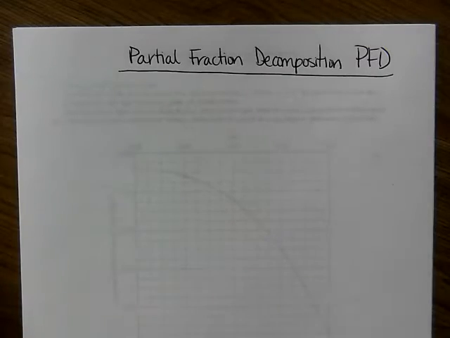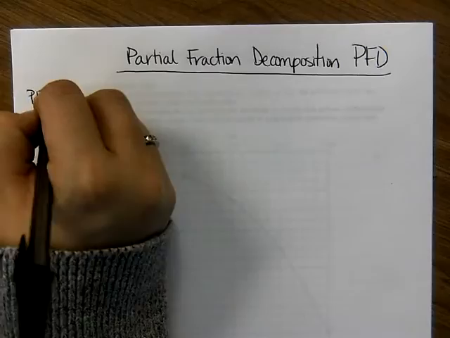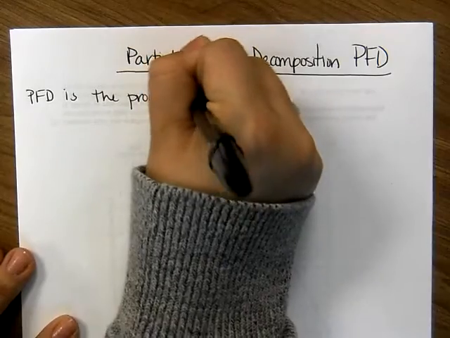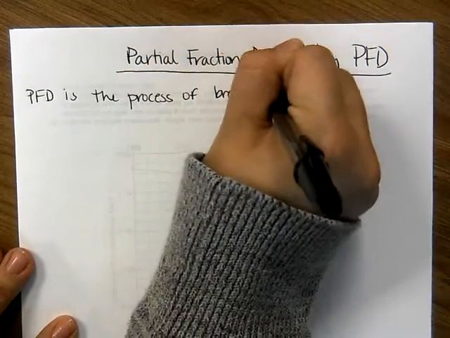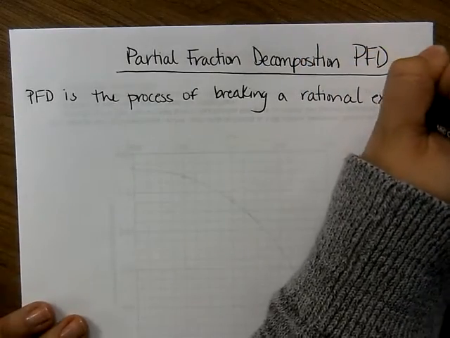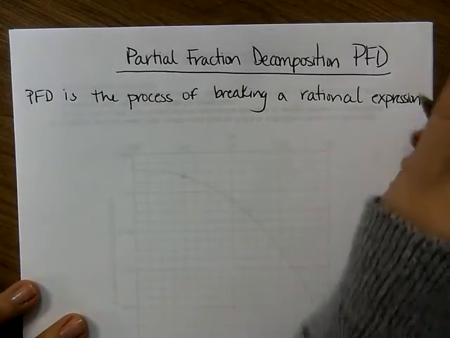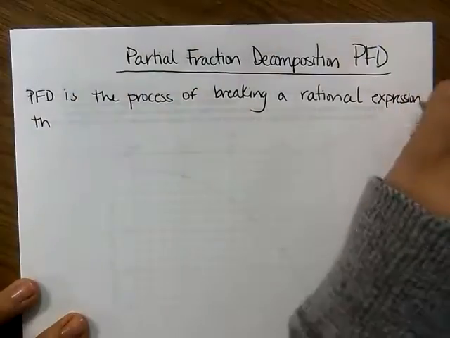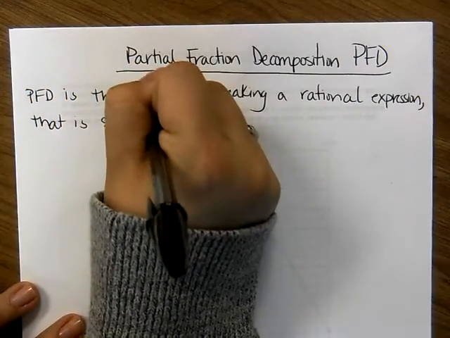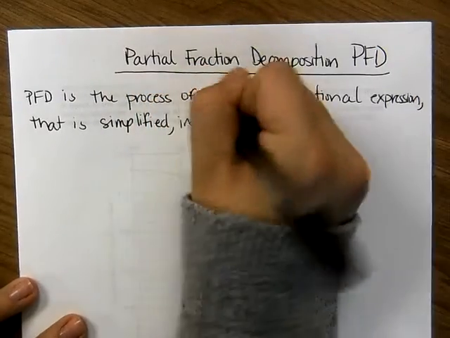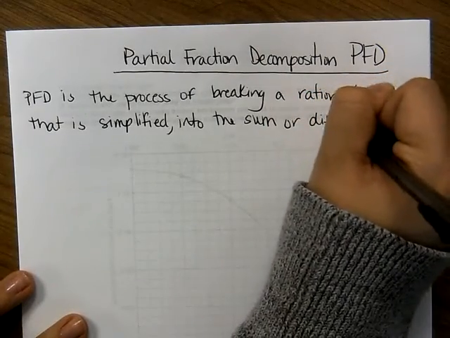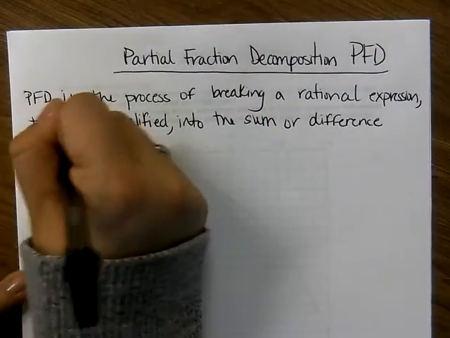Okay. So PFD is the process of breaking a rational expression that is simplified into the sum or difference of smaller fractions.